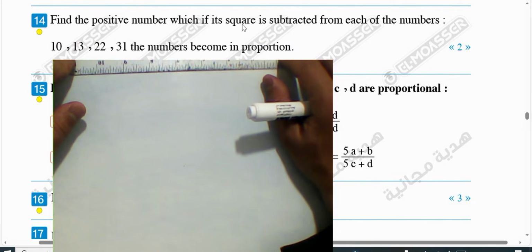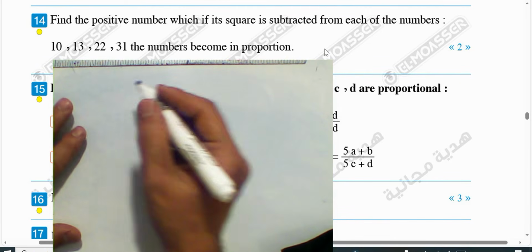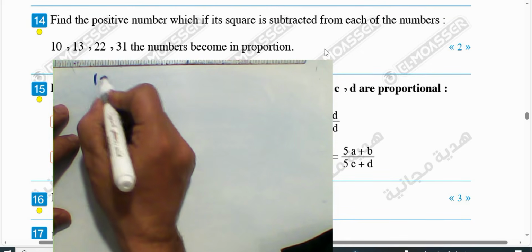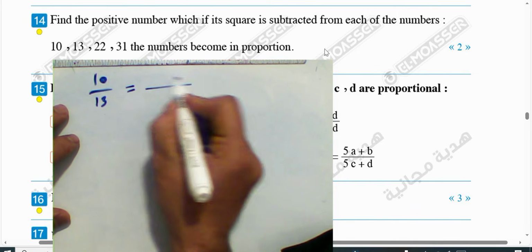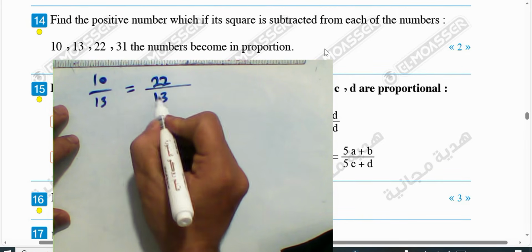Find the positive number which, if it is squared and the square is subtracted from each of the numbers 22 and 13, the results become proportional. Okay, let's take the positive number and put the number as x.